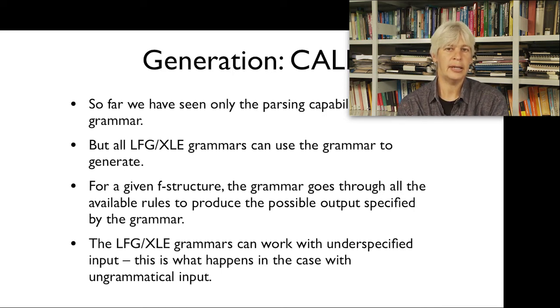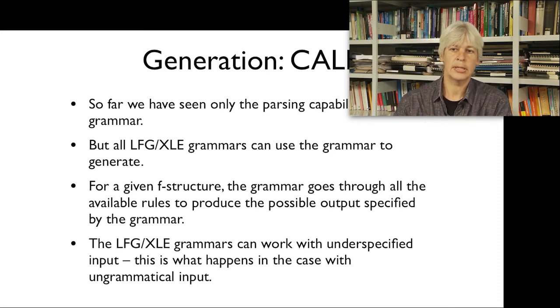It can say for any given F structure, it'll go through and look through the grammar, and it'll look through all the available rules, and it'll figure out what the possible output is. There might be more than one output, but it can figure it all out. And interestingly, it can also work with underspecified input. This is actually what's happening in the case with the ungrammatical input, when there was a missing be or a missing to, or the subject-verb agreement was not there.